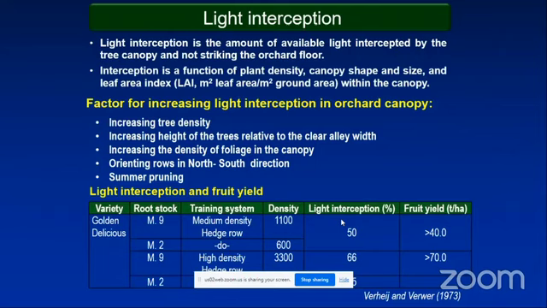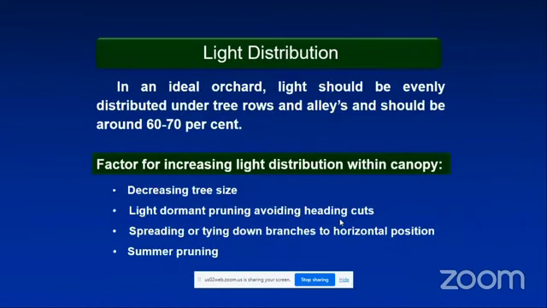Let me distinguish between medium density and high density. In medium density hedgerow, the density is 1100 trees, and in high density it increases to 3300. Light interception is 50% in medium density and 66% in high density, and the yield is directly affected: we get more than 40 tons per hectare in medium density, but in high density we can increase to more than 70 tons per hectare.